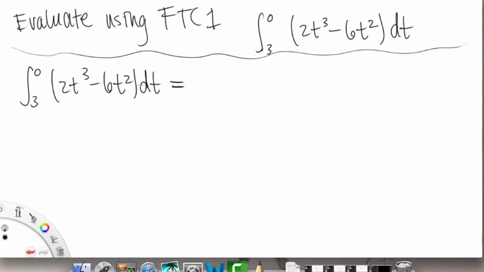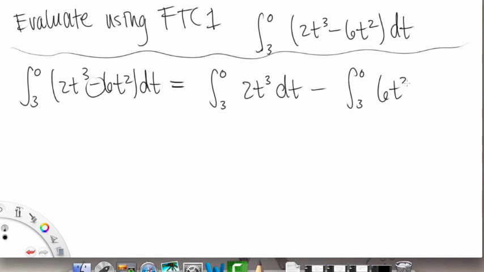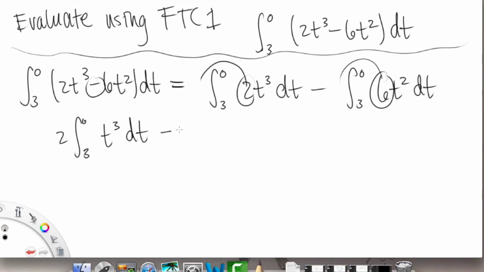The first thing we could do is break it up according to this subtraction sign, so we have two separate integrals: the integral of 2t cubed dt from 3 to 0, minus the integral from 3 to 0 of 6t squared dt. Now we can move those coefficients, the 2 and the 6 respectively, outside. So we get 2 times the integral from 3 to 0 of t cubed dt, minus 6 times the integral from 3 to 0 of t squared dt.